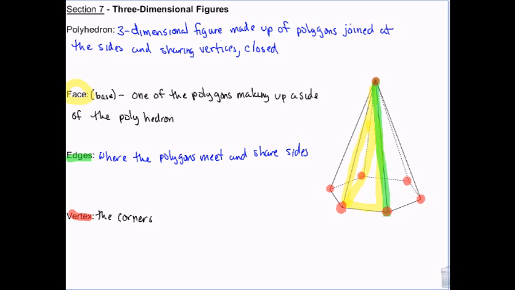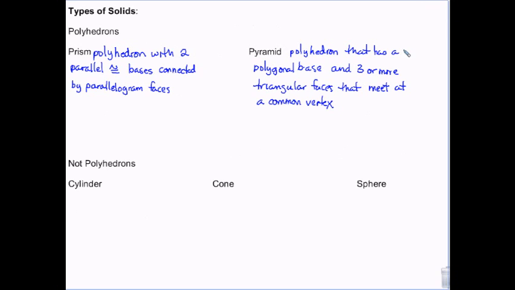Now, this particular one is a hexagonal pyramid, and I'll tell you guys how to do the naming of these in a minute, but I just want to show you some examples in 3D that we can't record. Okay, so a prism is a polyhedron with two parallel congruent bases.